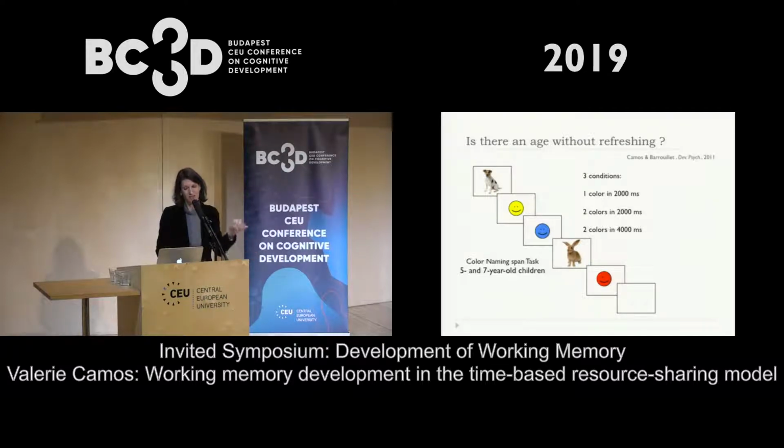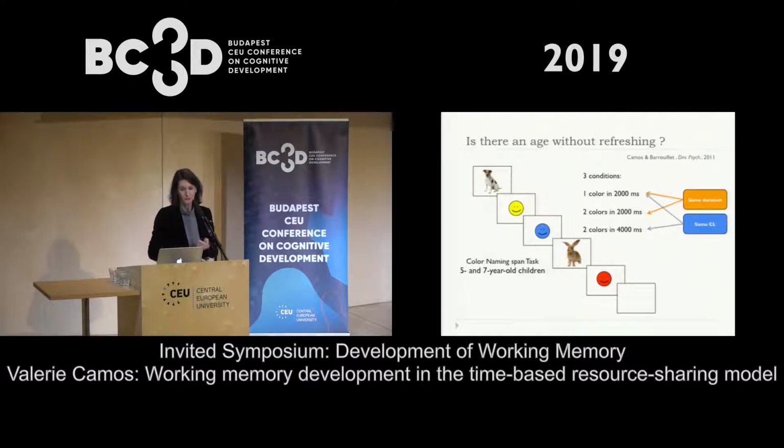And we manipulate the pace of the cognitive load of the task. In one condition there was only one color in 2,000 milliseconds, or two colors in 2,000 milliseconds, or two colors in 4,000 milliseconds. So that means you have two conditions, one color in 2,000 and two colors in 4,000, which is exactly the same cognitive load. For us, we should have no difference in the memory, but two colors in 2,000 is a higher cognitive load, and so performance should be lower.